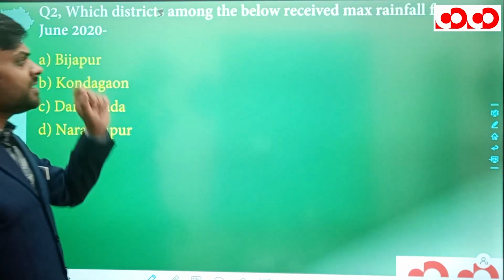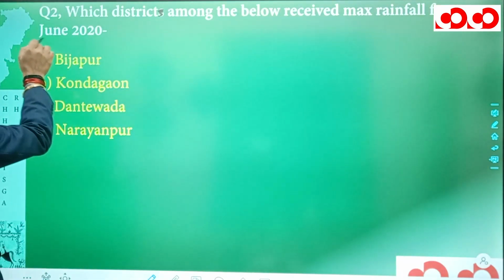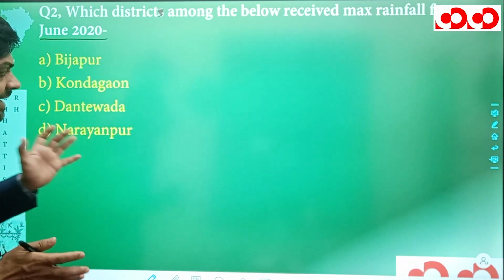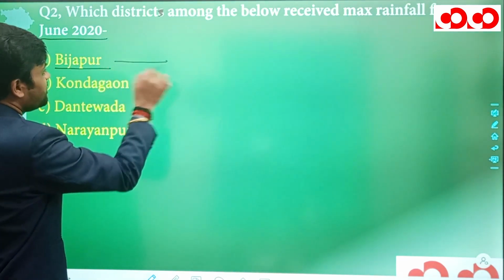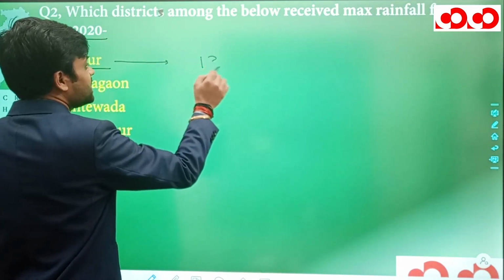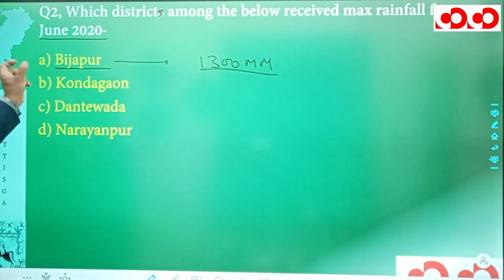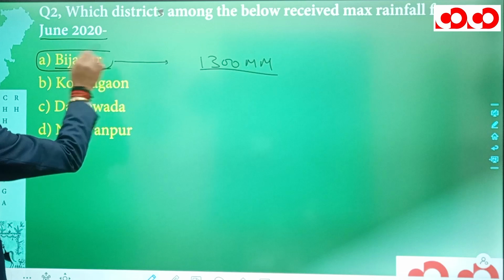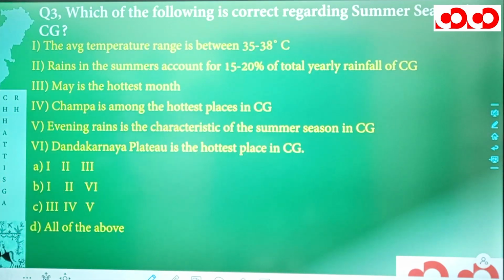Which district among the below received maximum rainfall from June 2020? So, according to the statistics published by the state government of Chhattisgarh, Bijapur district received the maximum rainfall in Chhattisgarh from June 2020, and this was approximately 1300 millimeters. So A, Bijapur is going to be the correct option for our second question. Now next we have a third question.